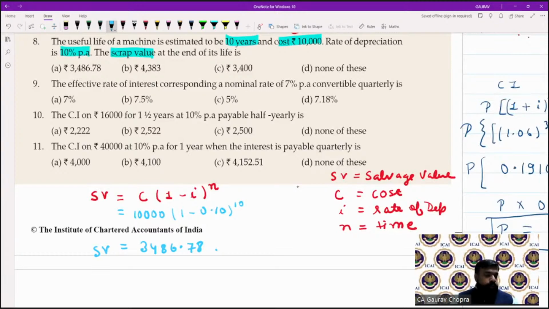Then Emmanuel Joseph is asking, will there be a question to find the difference of rates? Yes, it can be. You can easily find out how much is the difference in both of them. The difference can be in terms of rupees, and can be in terms of rate or percentage. Anything can be asked. So it's easy. So the final scrap value is 3486.78. So option number A is the correct answer.